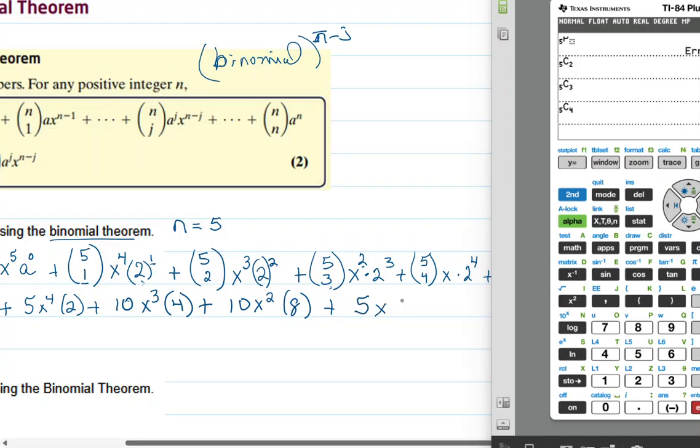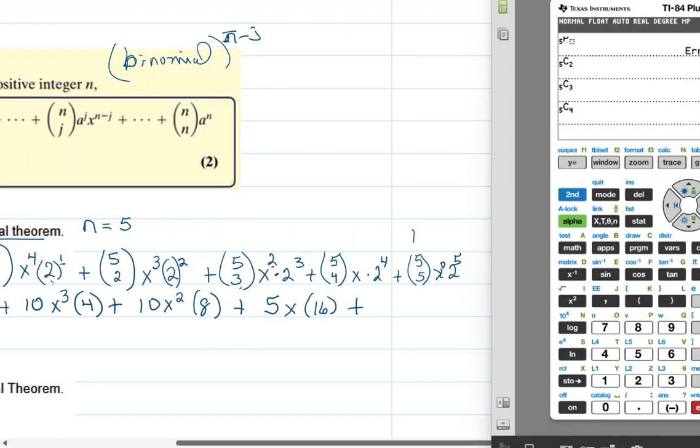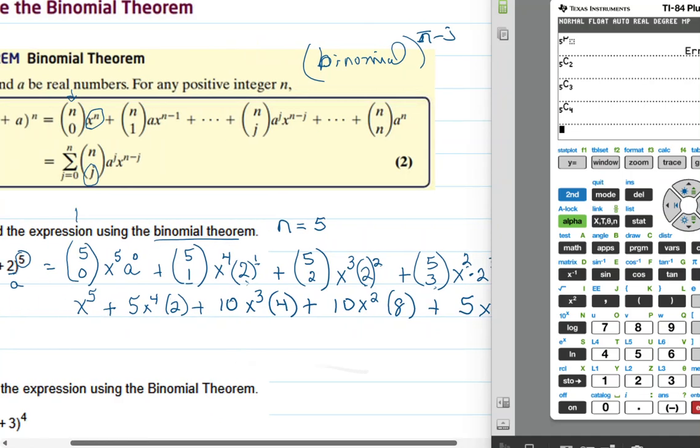X, and this is 2 to the 4 is 16. And then my last one is 2 to the 5, which is 32. All right, now I'm not done. Now I'm going to tell you what this guy looks like.